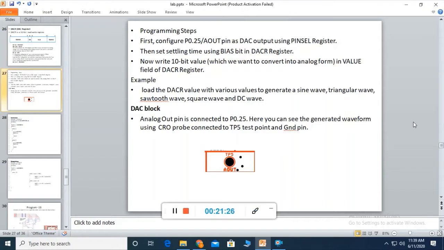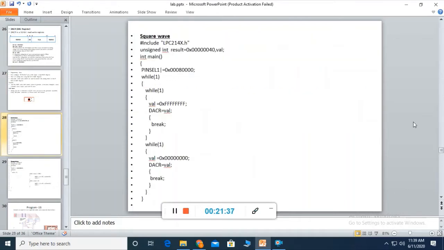So you can load a DAC value into your DAC register so that the output produced is either a sine wave, a triangular wave, a square wave, etc., as per your requirement. So we will just see how to generate a square wave.